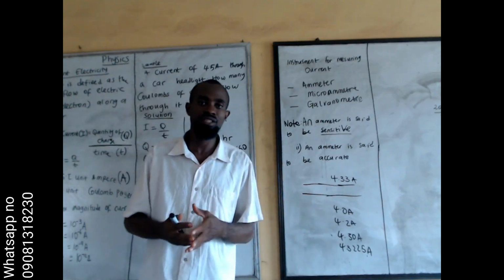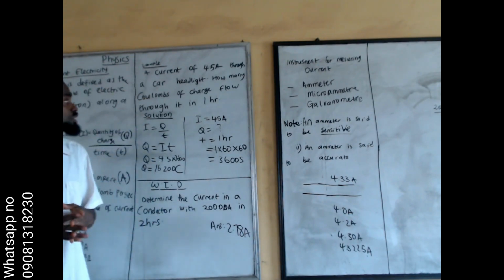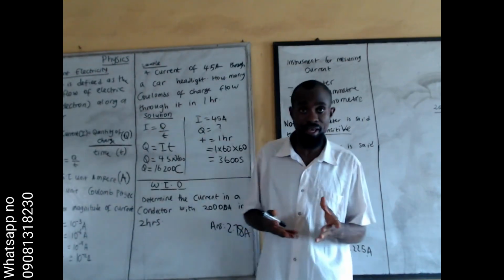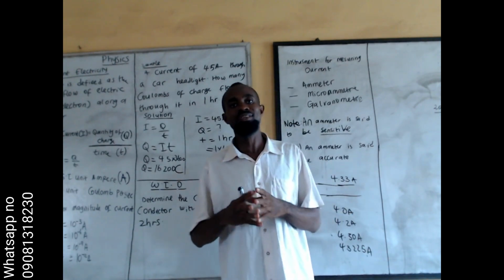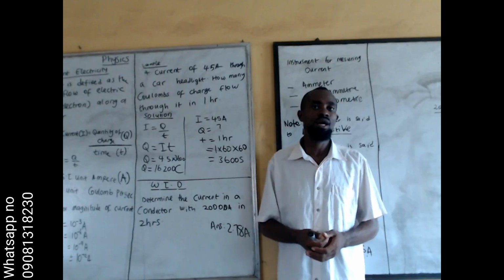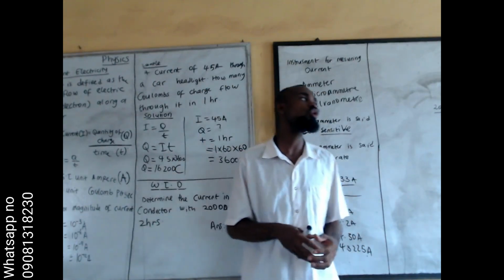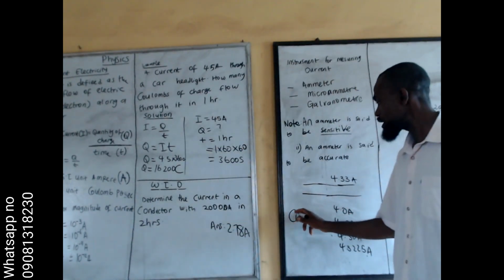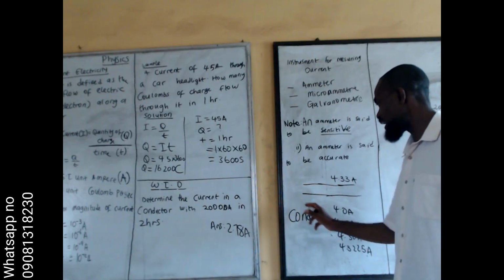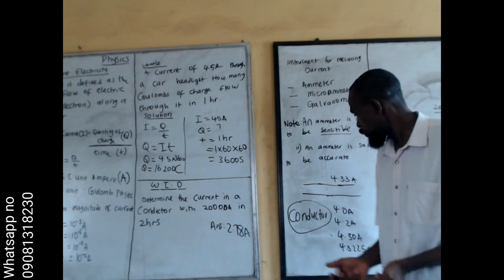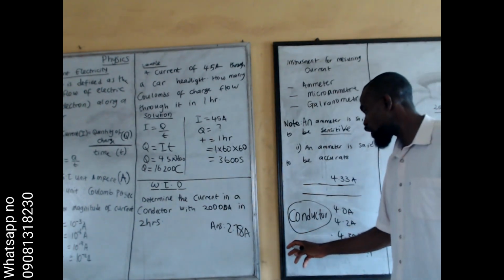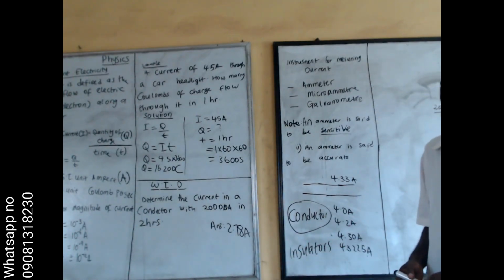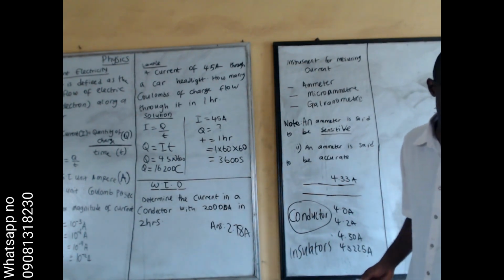Now we are talking about current flowing, the rate at which it flows. Where does current flow? Does current just flow on its own for free? The truth is that there are some materials that allow easy flow of current, and there are some materials that do not allow easy flow of current. Those materials that allow easy flow of current are what we call conductors. While materials that do not allow easy flow of current, we call them insulators, or rather, poor conductors.